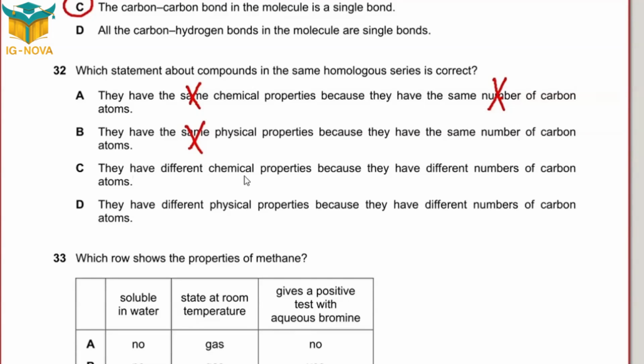They have different chemical properties because they have different number of carbon atoms. They have different physical properties, not chemical properties. They have similar chemical properties because they have the same functional group. Wrong. They have different physical properties because they have different number of carbon atoms. Accept.